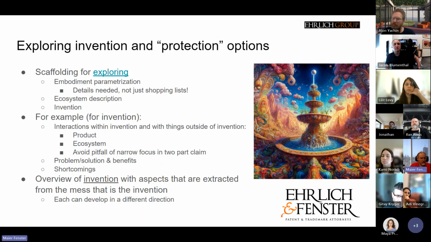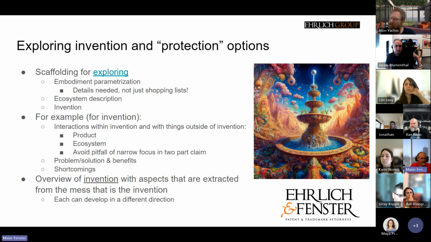Another thing we need, if you write a two-part claim, so you're tempted to think that you should be putting your energy into the post-characterizing part of the claim because that's where the invention is. But actually, the invention is anywhere where the novel thing interacts with old things. So this exploring requires detail to talk about how each part of the invention interacts not only with other parts of the invention, but also with other parts of the product and so on.